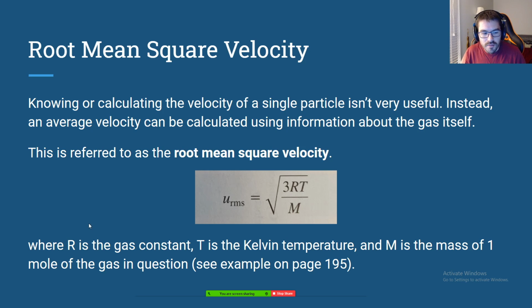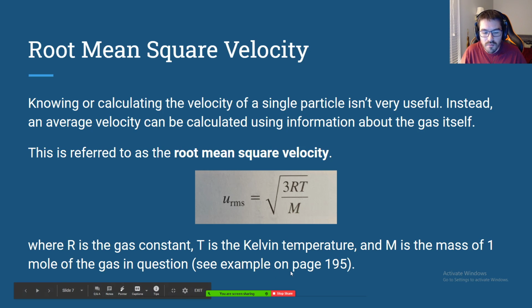Okay? These variables are, right, R is the gas constant, we're used to that one. T is temperature, and M is the mass of 1 mole of the gas in question, aka the molar mass, right? Grams per mole or kilograms per mole. We're going to see in class how the units actually work out here. And you can take a look for yourself right now if you're curious.